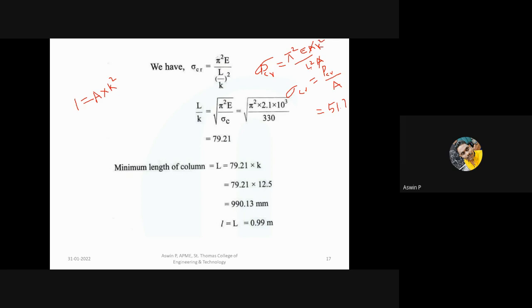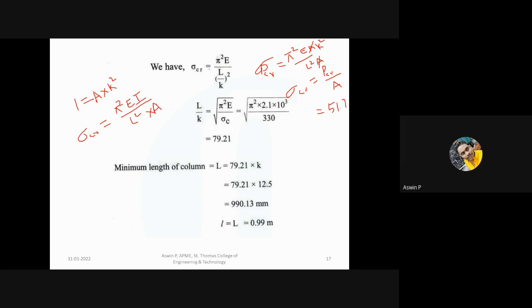Or else, no need of these calculations. We found out sigma CR. What is the value of sigma CR? 51.7, right? Yes. Sigma CR is equal to pi square EI divided by L square into A, right? Is this correct?